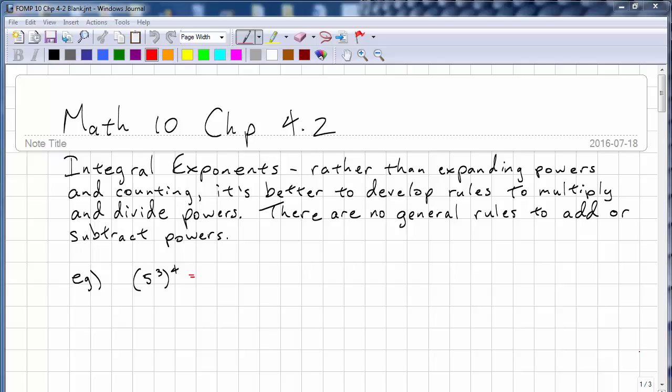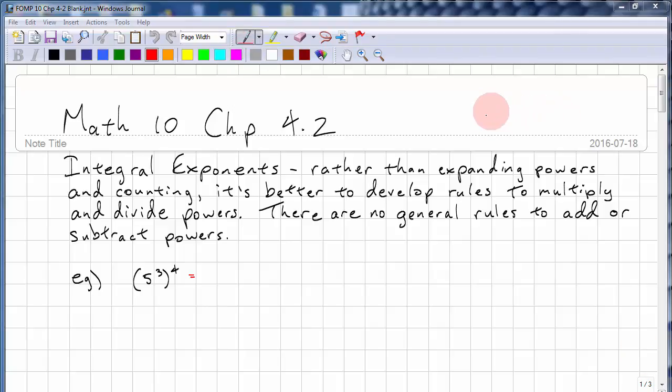Hi, this is Foundations of Math and Pre-Calculus 10, Chapter 4.2. This time we'll be looking at integral exponents. And rather than expanding powers and counting, it's better to develop rules to multiply and divide powers. There are no general rules to add or subtract powers.